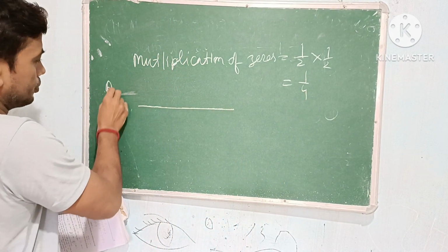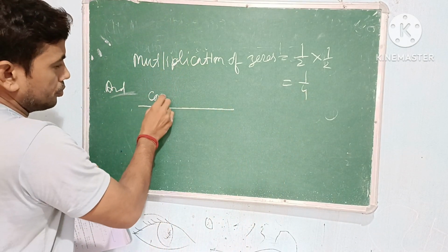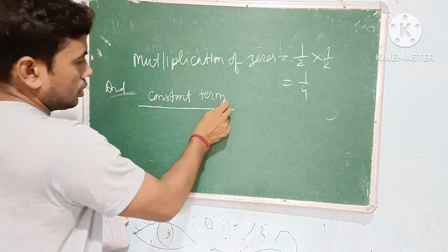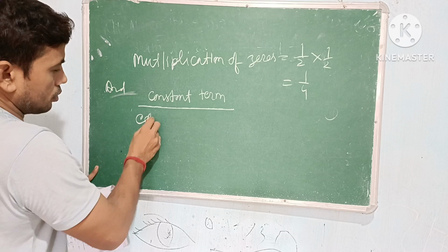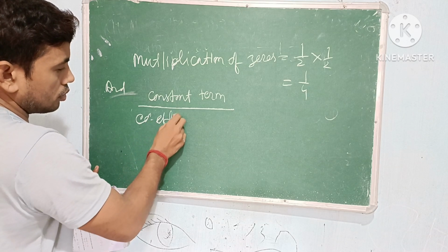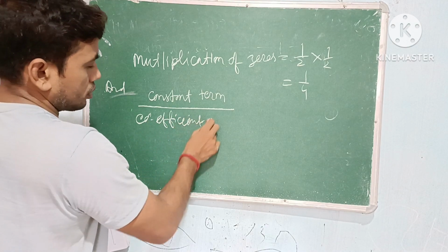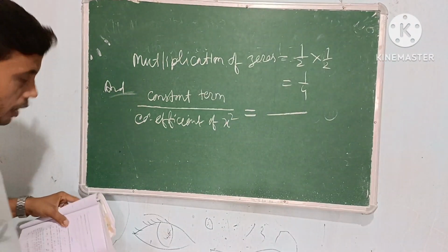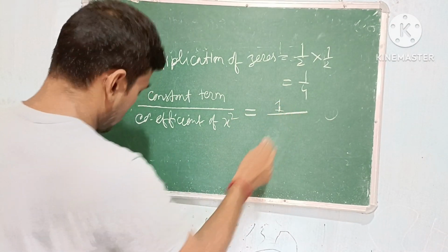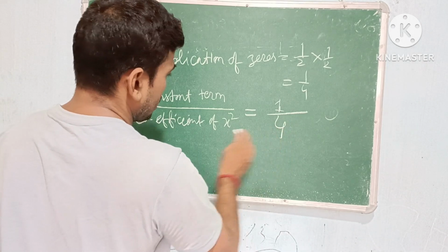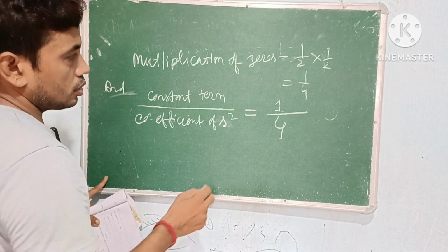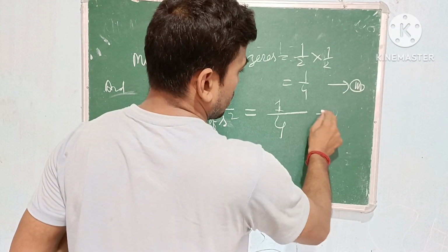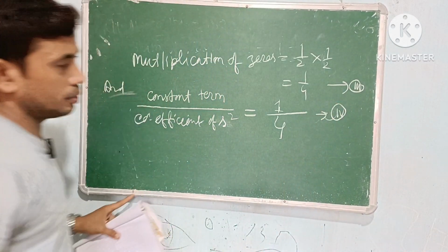And constant term, that means c by a, constant term by coefficient of x square. This is the second relation. So constant term is what? Plus 1, and coefficient of s square is what? 4. This is s. So see, this is marked as 3 and this is marked as 4.